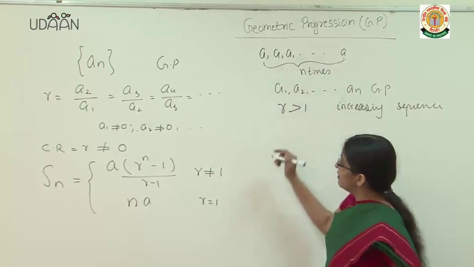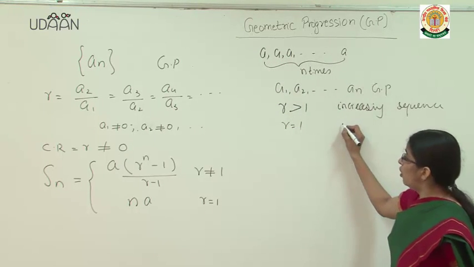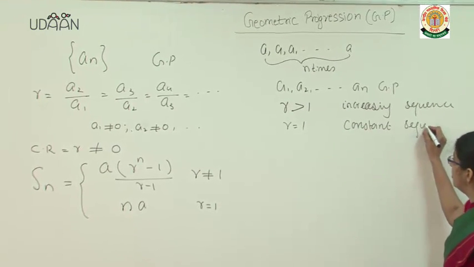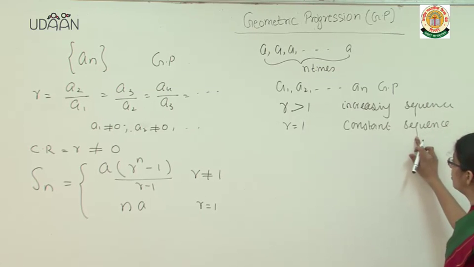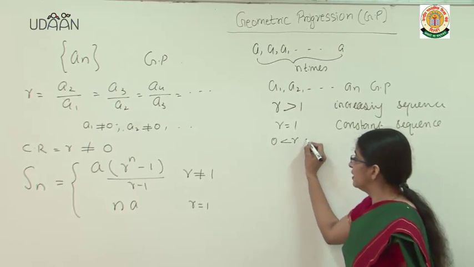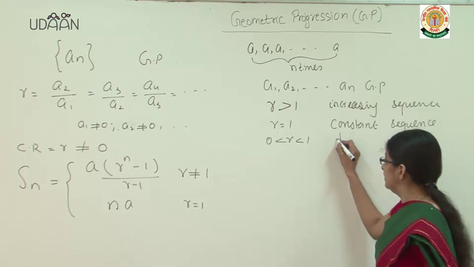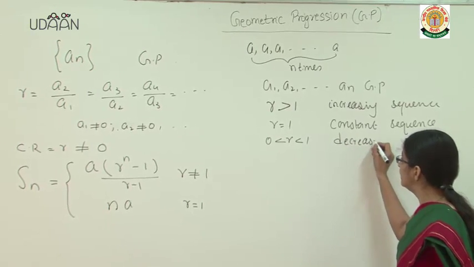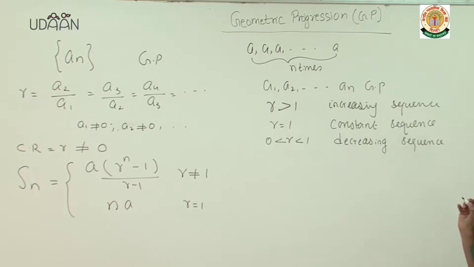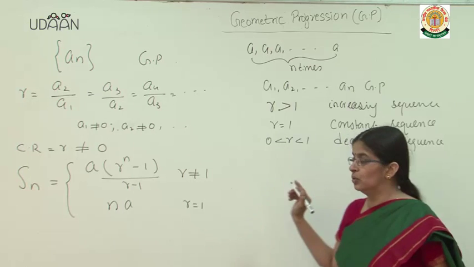r equal to 1, already we have discussed, when r equal to 1, the sequence is a, a, etc., or we say it is a constant sequence. It will be a constant sequence if the common ratio r is equal to 1. 0 less than r less than 1. That means if r lies between 0 and 1, the sequence will be a decreasing sequence.